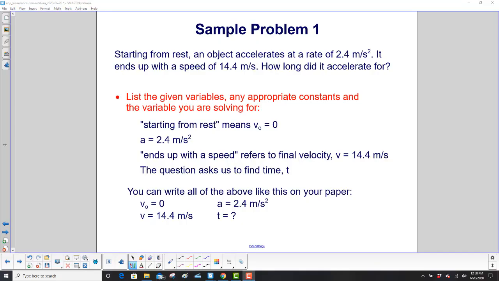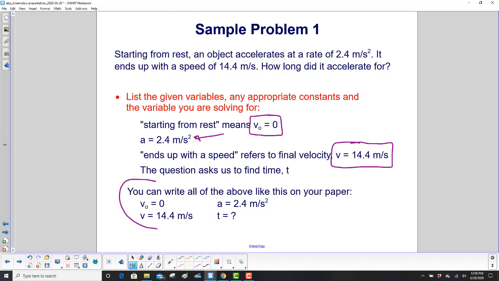Let's list our variables, any constants, and the variable you're solving for. Starting from rest, showed that on the last slide, that means v0 is equal to 0. Here's your acceleration, which is a constant acceleration. That's the only ones we'll deal with. Ends up with the speed. Those are fancy words for your final velocity is 14.4 meters per second, and we need to find time.